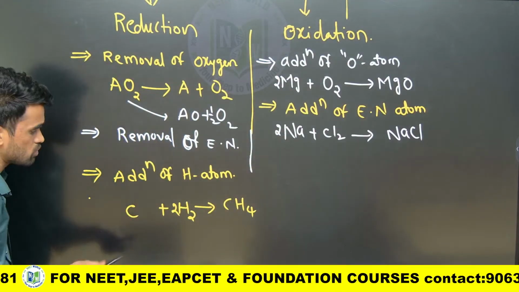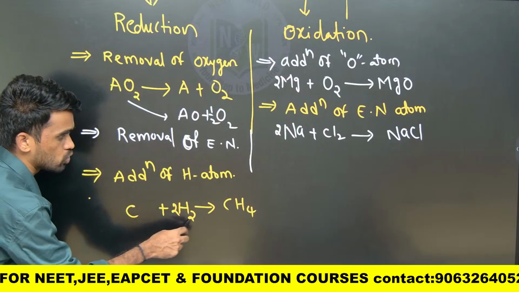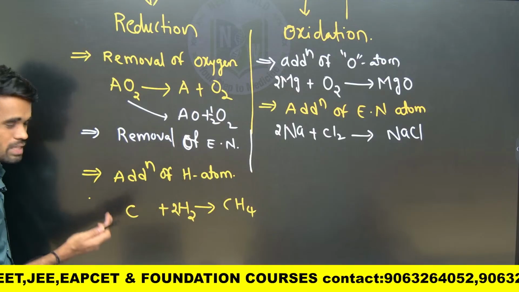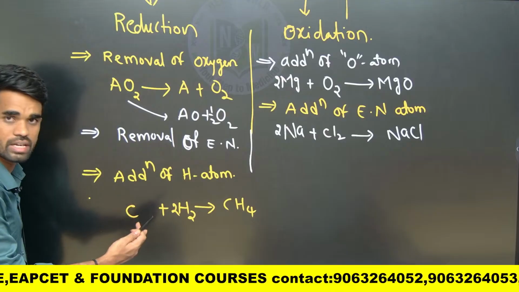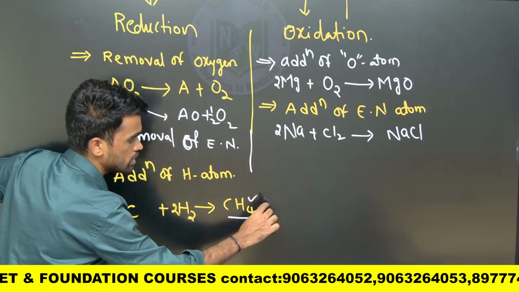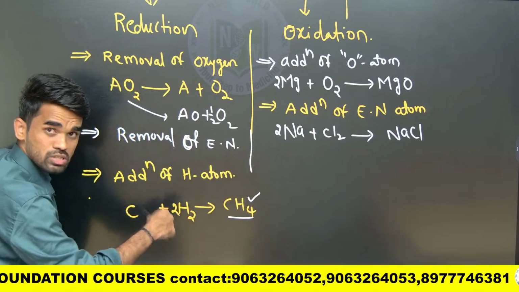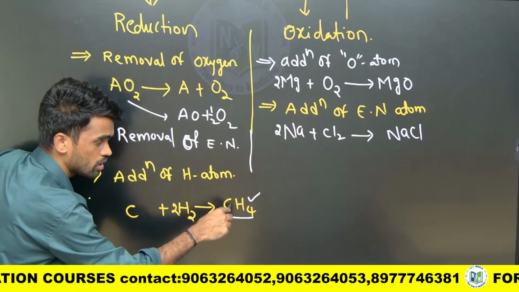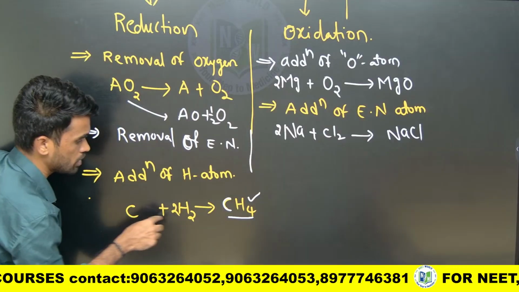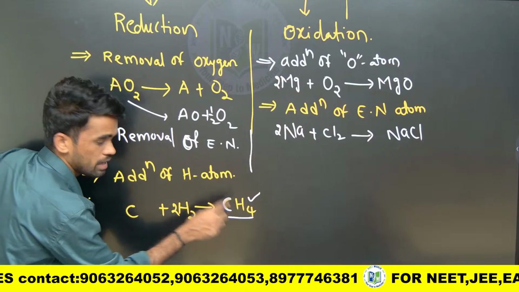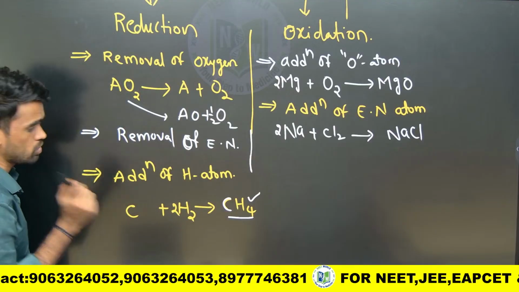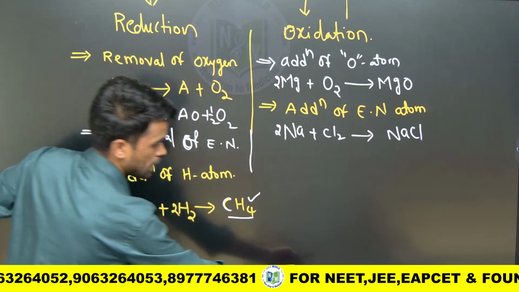So this process is what? To the carbon we have added hydrogen, and it becomes something like methane, a hydride. So this process is what? Carbon has undergone reduction. Why? To the carbon we have added hydrogen and it is forming a hydride. So this is a reduction process.